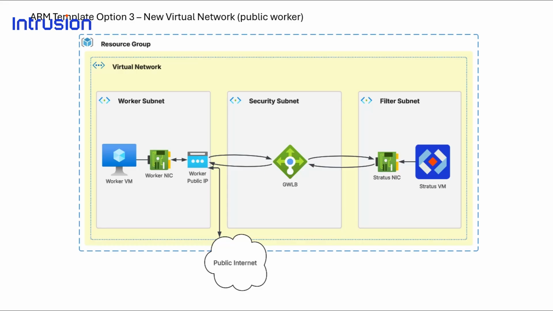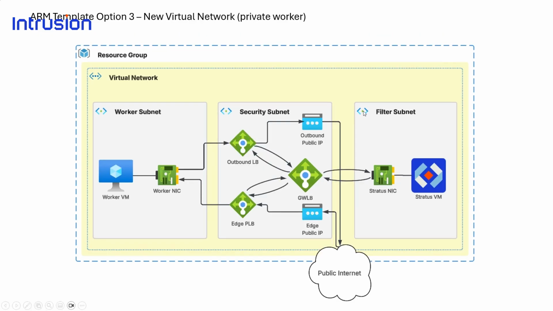This might serve as a standalone web server. To this, you can add your own workloads. The gateway load balancer will forward both the inbound and outbound traffic from the worker to the Shield Stratus instance for monitoring and protection. Alternatively, this template can deploy private resources as well, though this scenario becomes more complex.